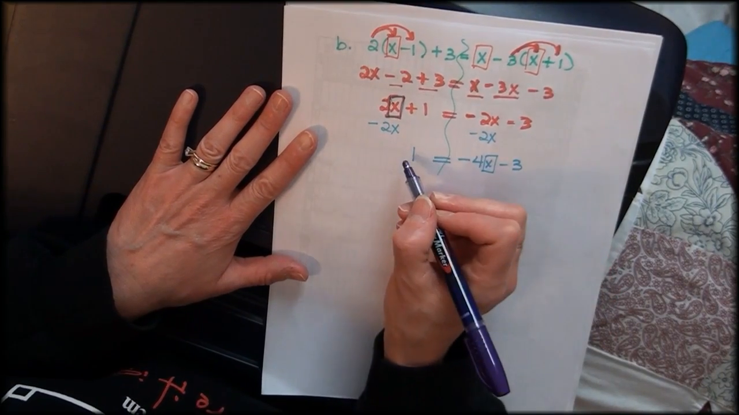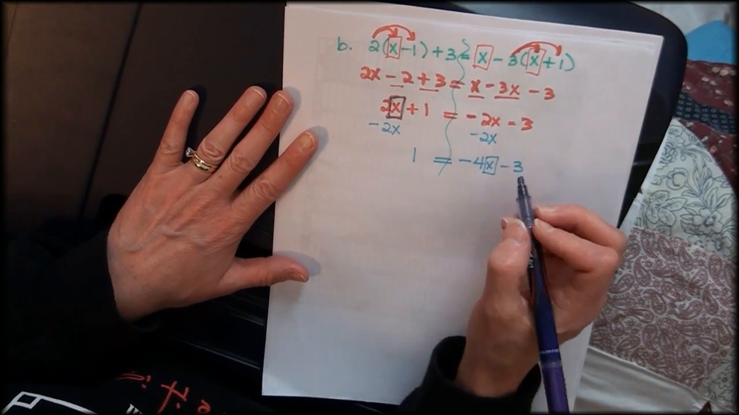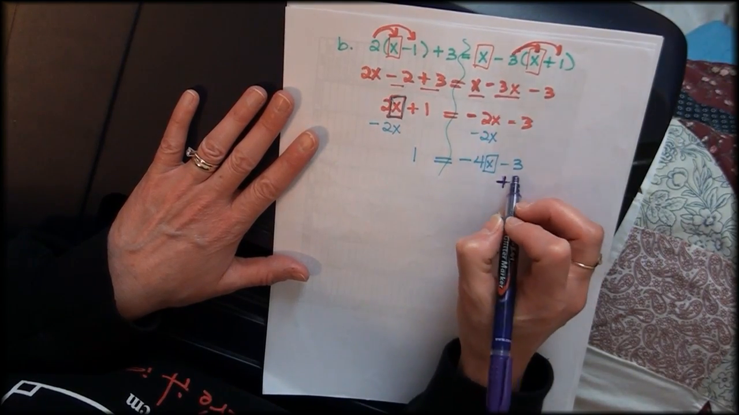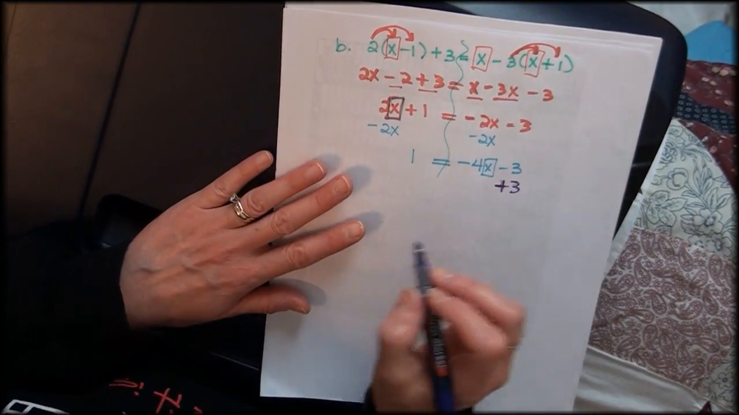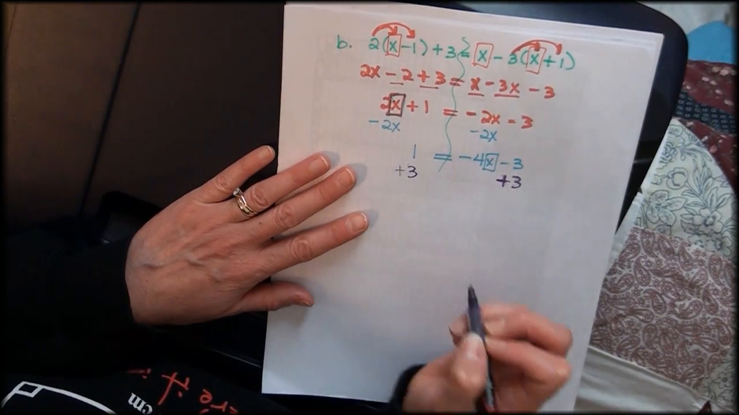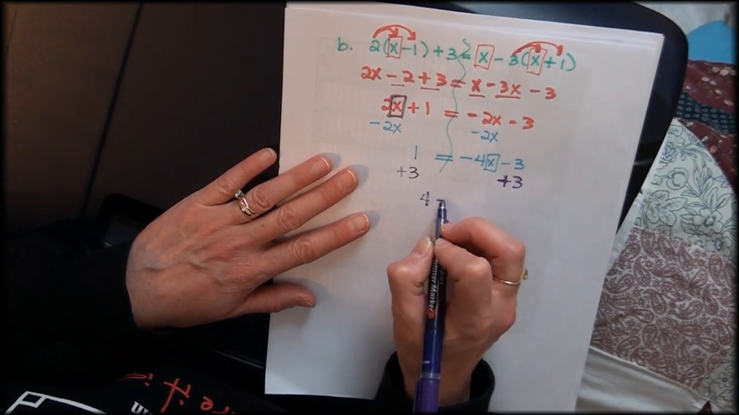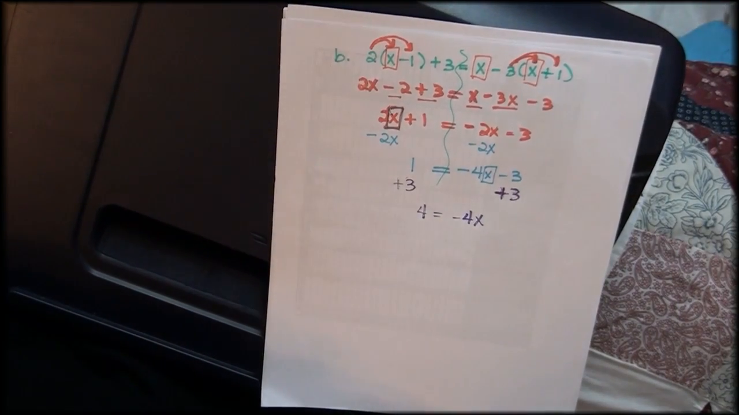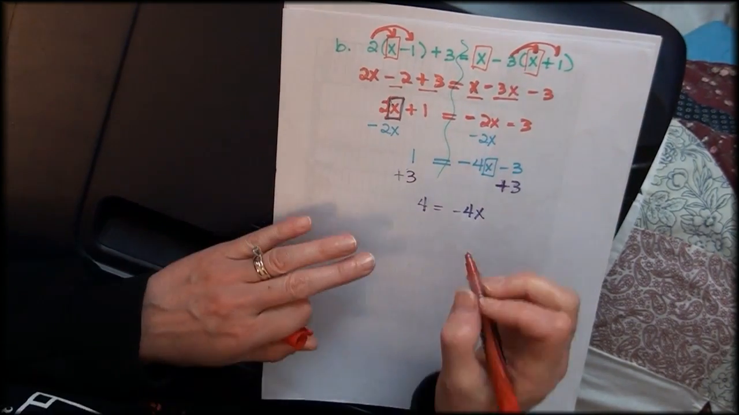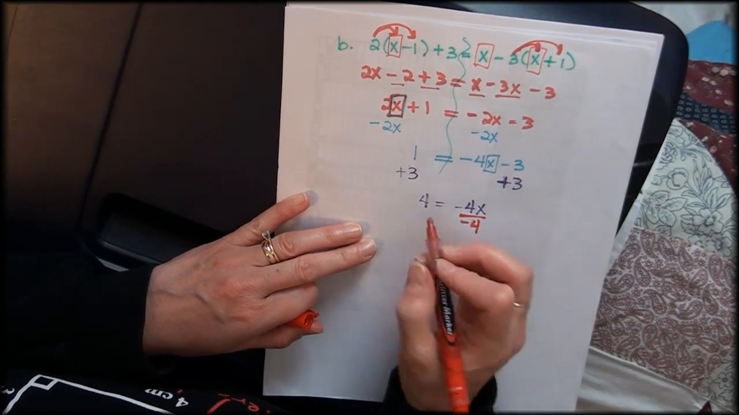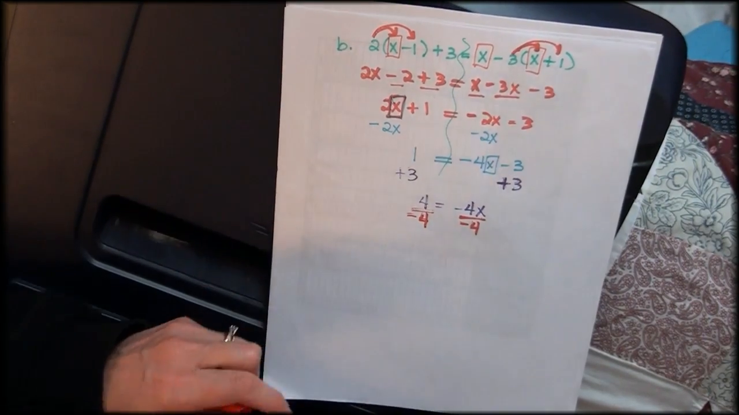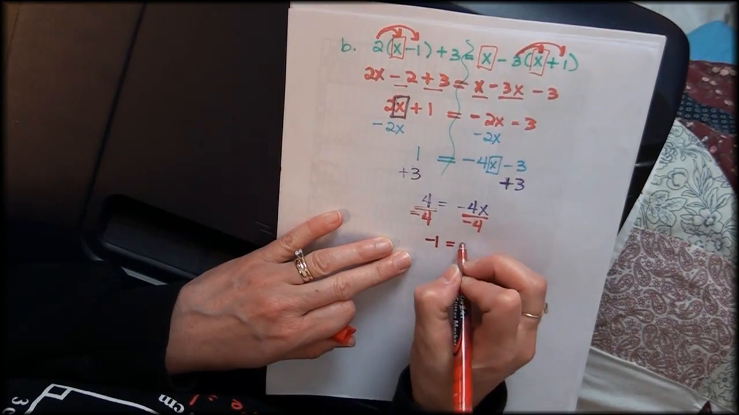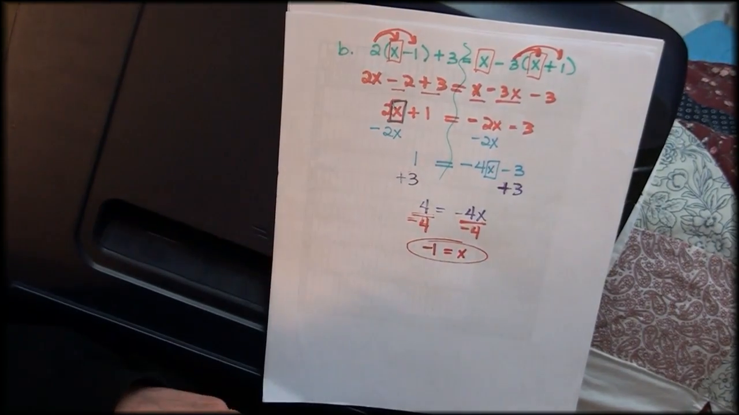And when I go across the wall, I have to do the opposite of what I've seen. So to move this guy out of the way, I have to do the opposite of subtracting 3, and that's going to be adding a 3. So what I do on one side, I got to do on the other. I'm going to add 3 here, and that gives me 4 equals a negative 4x. Now, looking pretty simple at this point. All I got to do to get the x by itself is divide by that negative 4. And 4 divided by negative 4 is going to be a negative 1. That tells me what my x is.